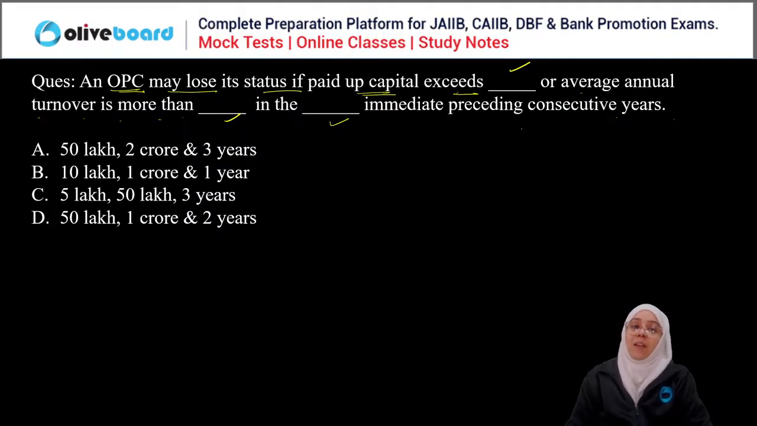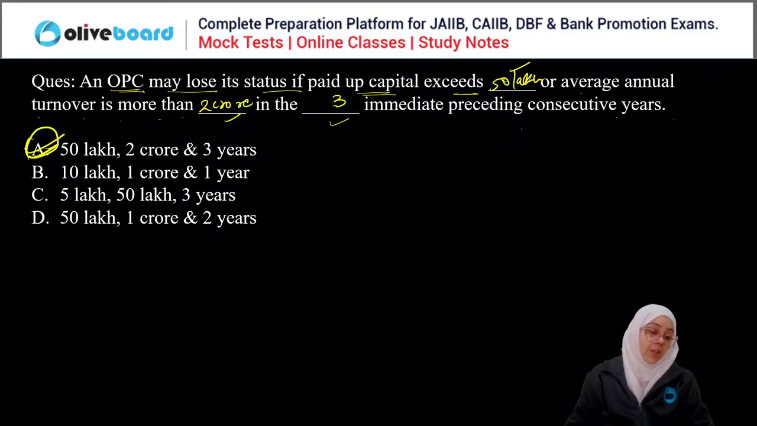Yes. So a one person company may lose its status if the paid up capital exceeds 50 lakhs or the average annual turnover is more than 2 crore in the three immediate preceding financial years. Then a one person company loses its status. So A is the correct answer here. So Mansi is correct here.